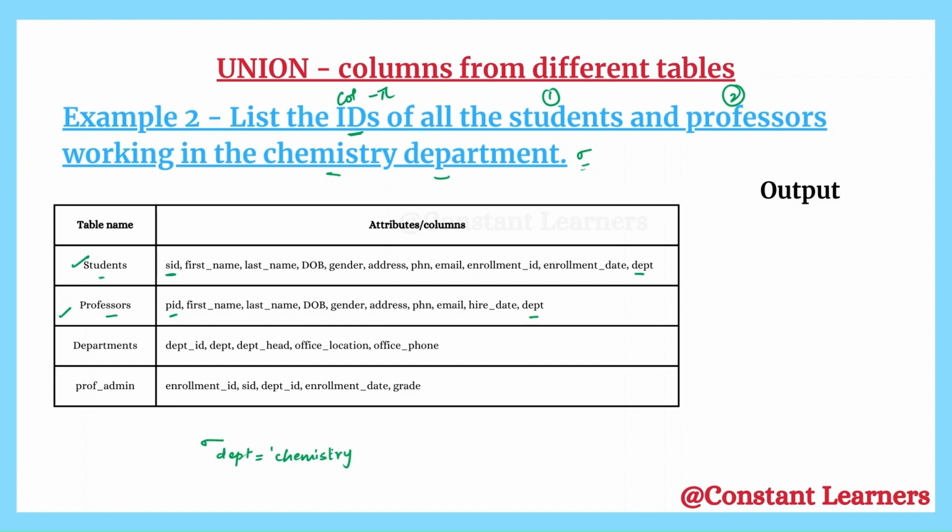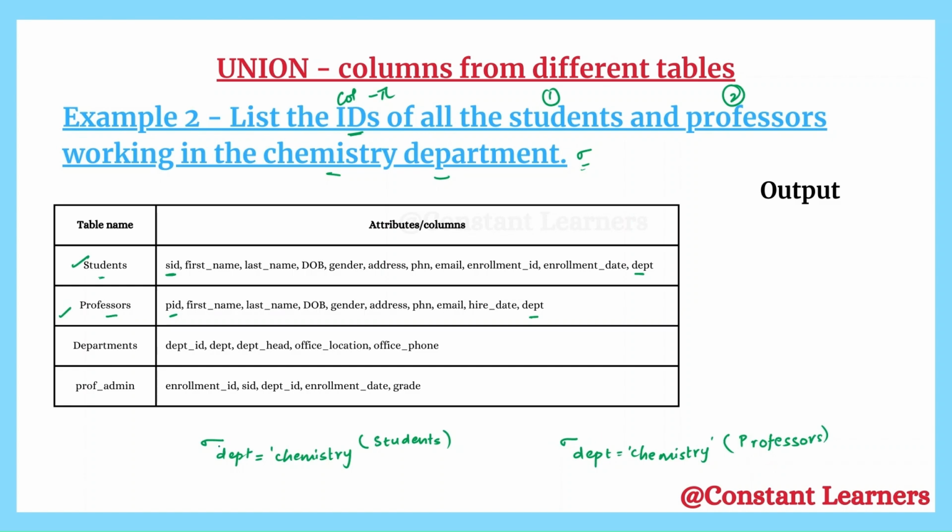Right? So department has to be chemistry. From which table? Students table. Alright? And we also need the department chemistry for all the professors, right? So for professors also, we need the department to be chemistry.